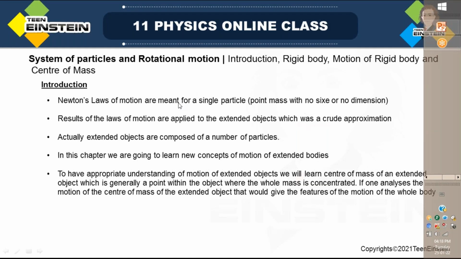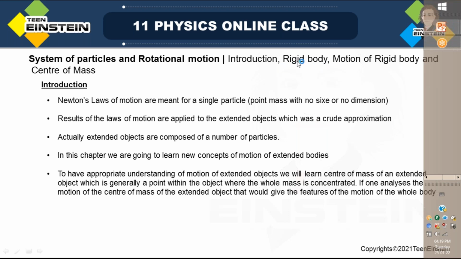Yeah, we'll start now. So Deepa, we'll start today a new chapter. That is in the NCERT textbook, the 7th chapter, System of Particles and Rotational Motion. It is very, very important and it has a lot of good concepts to learn. So today's class will be a little bit of introduction.